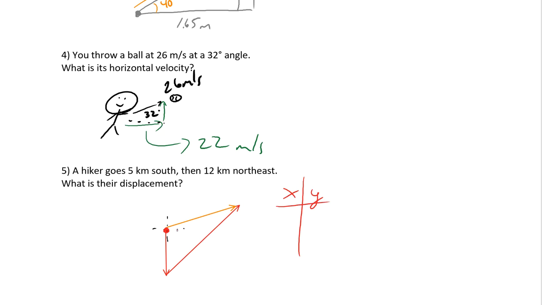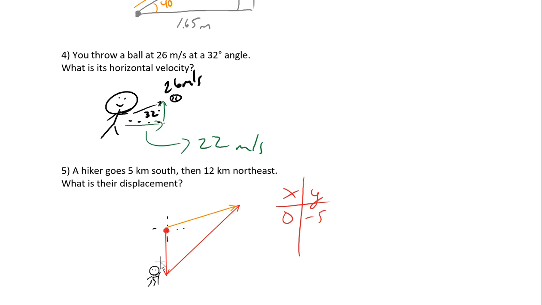All right, so the first vector, where he started, he went 5 kilometers south. So here's my little hiker person, little hiker stick. They started over here and they hiked down there. So they went 5 kilometers down. So their x component for that one is 0. They didn't go sideways at all. They just went down 5, so it'd be negative 5.